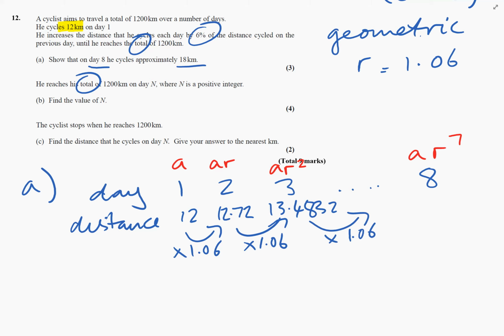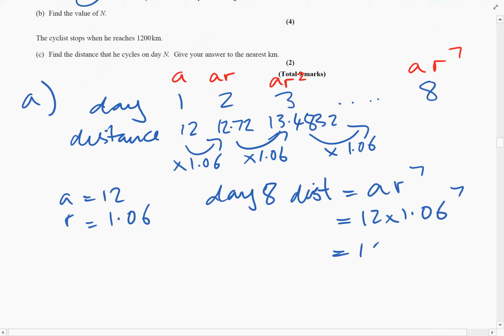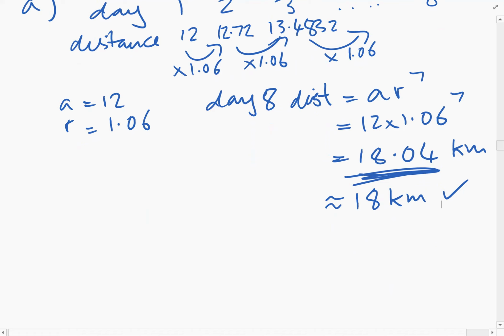So it's a geometric sequence with A equals 12, R equals 1.06. And so on day 8, your distance is going to equal AR to the power of 7, which is 12 times 1.06 to the power of 7. So work that in your calculators and you should get 18.04. The question says it's approximately 18 kilometers, so it's important you write this down and then you say yes, this is approximately 18 kilometers. Okay, but you've got to show your working out for those kind of questions where it tells you to show that it's approximately 18. Part B.